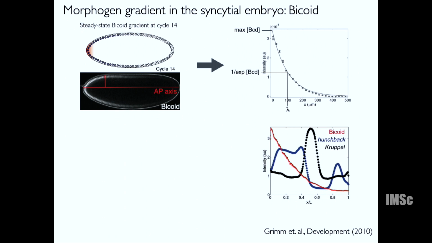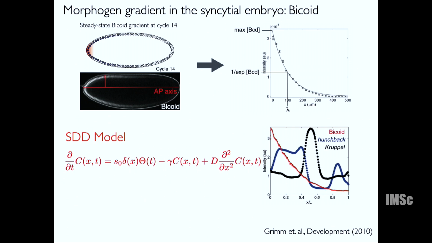Now, there have been several models. It has been a very controversial topic, because several models have been proposed, and none of them is able to capture all the features seen in the bicoid gradient together. The simplest one writes the time evolution of the bicoid gradient, which has a source term at the anterior pole, a degradation term, and a diffusion term. In this case, there is no advection.